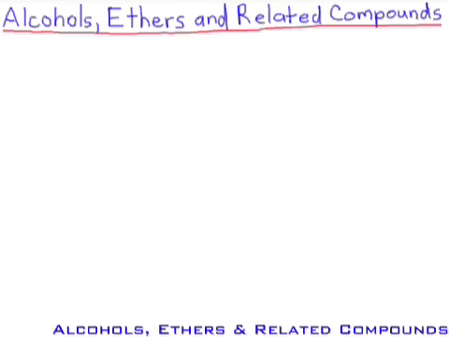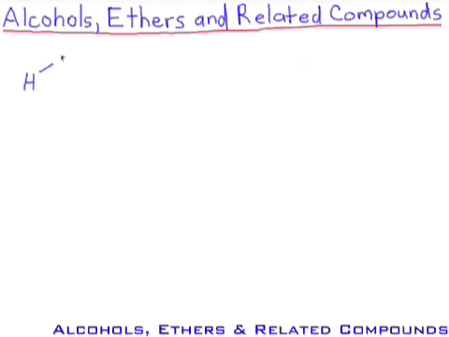In this lecture, we are looking at alcohols, ethers, and related compounds. Alcohols and ethers are polar molecules. The polarity of these molecules decreases as the oxygen becomes more and more substituted with alkyl groups. They are derived from the molecule water.